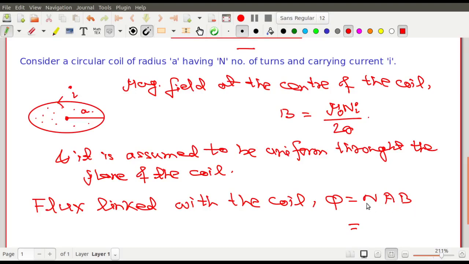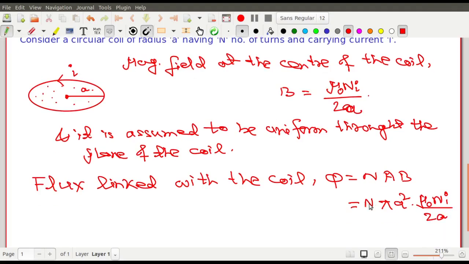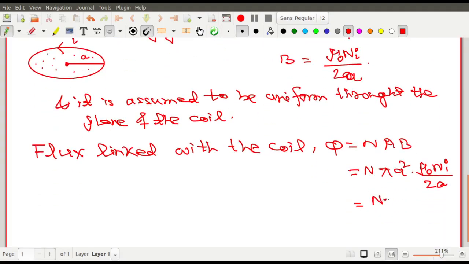N is the number of turns, so it is N pi a square into mu 0 N I by 2. I should write 2a. Here I had written r, but I should write a because the radius I have taken to be a. So this gives me mu 0 N square pi a divided by 2 into I. Yes, okay. This is the flux phi.